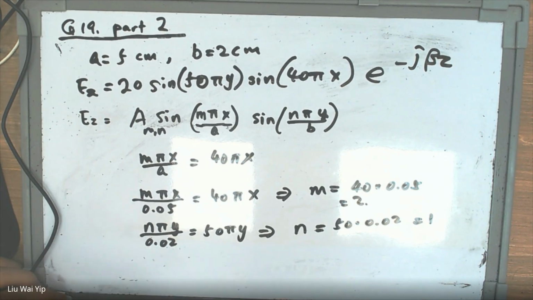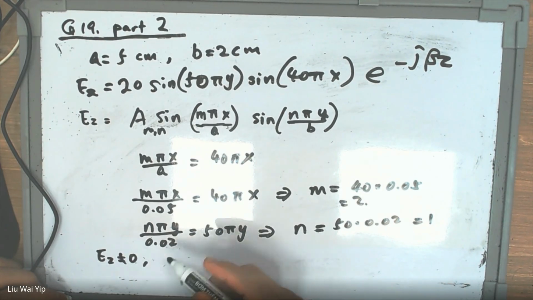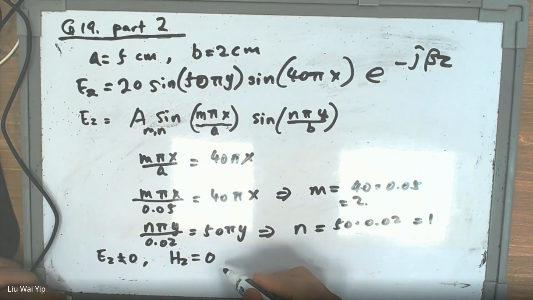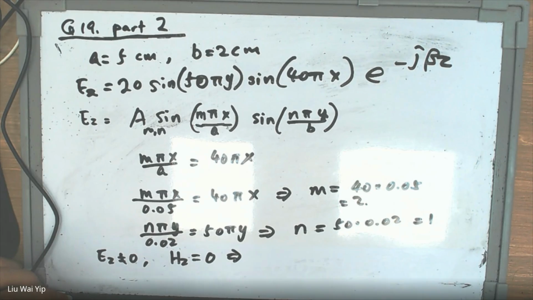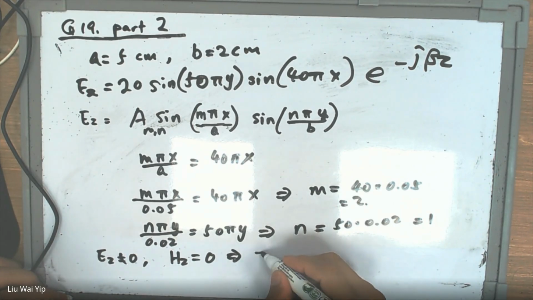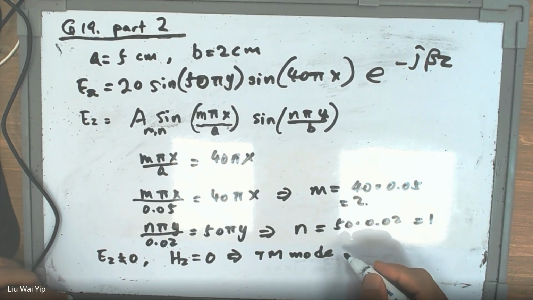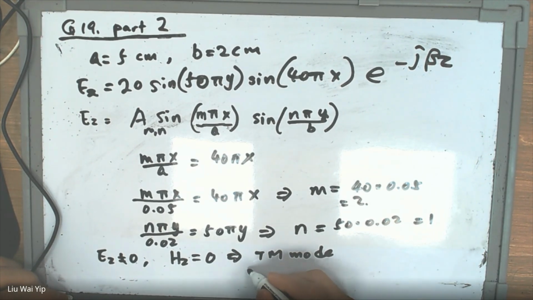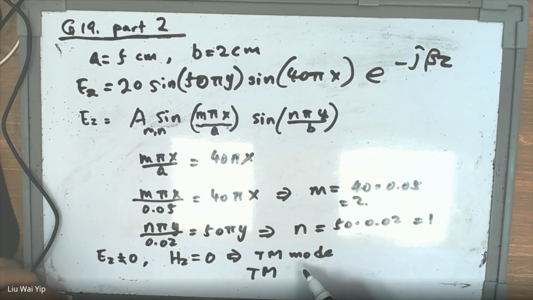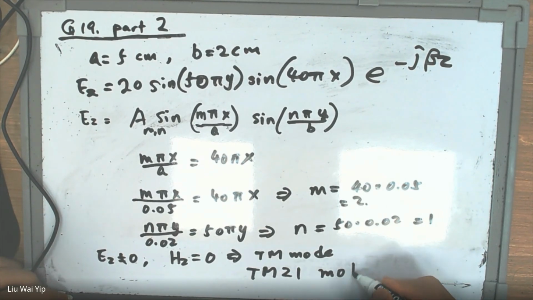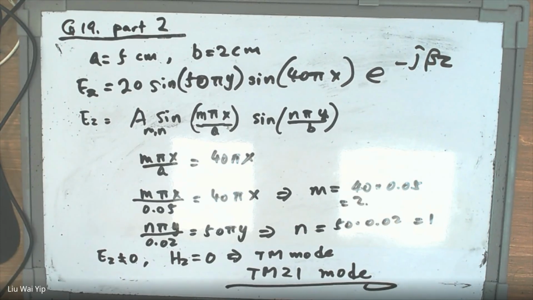Now also, Ex is not 0, so F is 0. So this means the mode of operation is TM. And with this in mind, we get TM and then 2 1. So this is the answer. Okay.